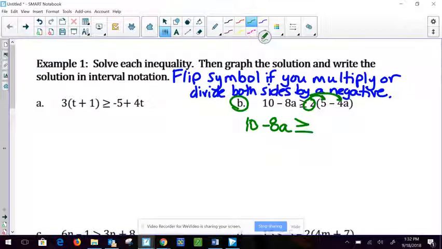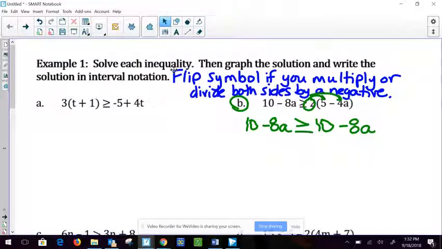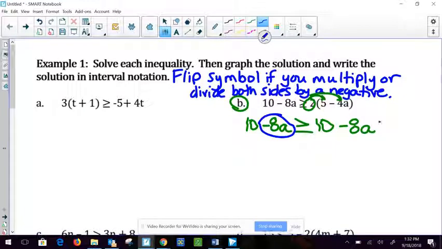And now we're going to distribute. What is 2 times 5? You guessed it, 10. And what is 2 times a negative 4a? Right on again, negative 8a. Now that we simplified everything we can on both sides, now we're going to look for like terms on opposite sides of the equation. So if we look on the left-hand side, we have a negative 8a. Looking on the right-hand side, we also have a negative 8a. So how do we bring them to the same side? Right, we're going to add 8a to both sides.